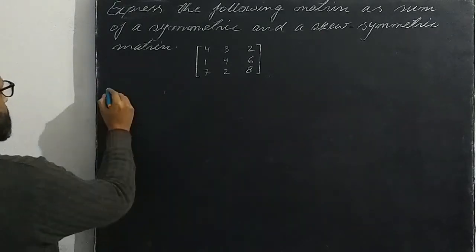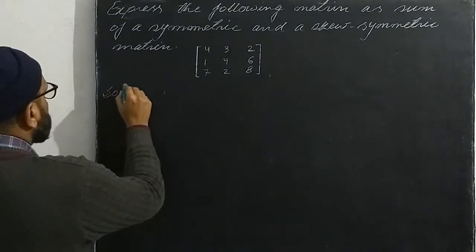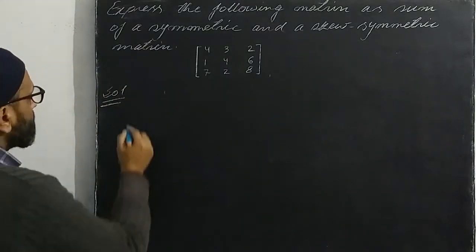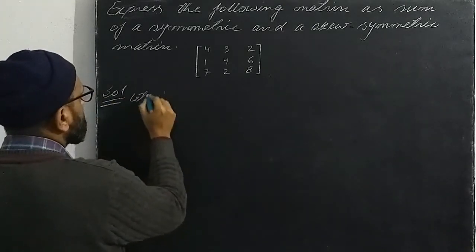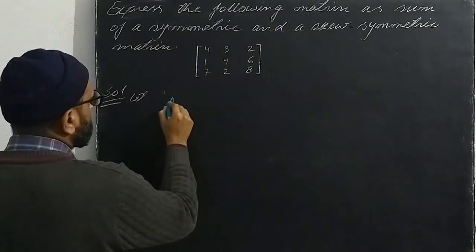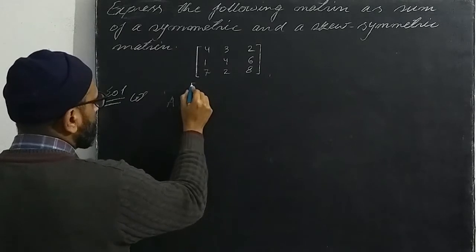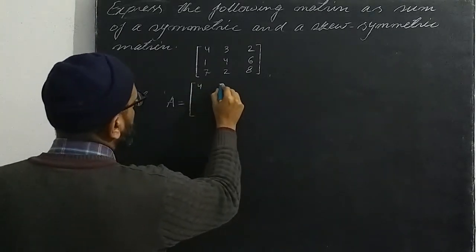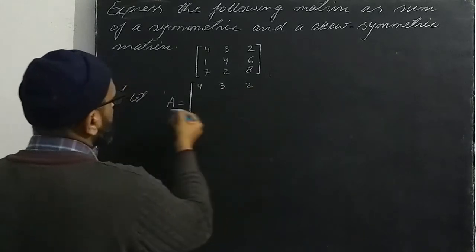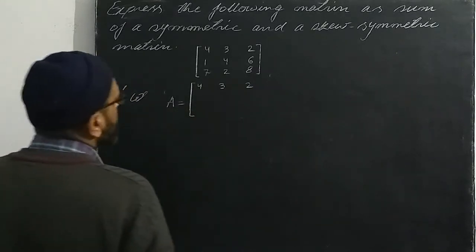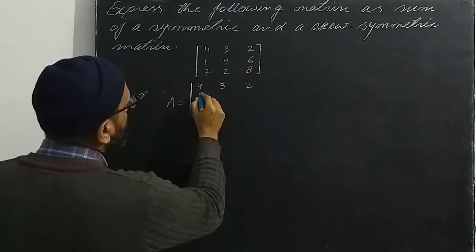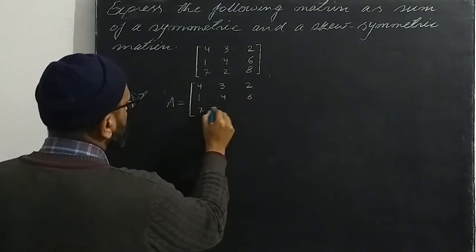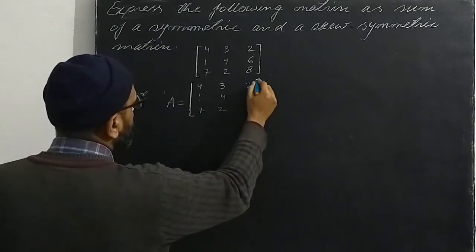So what we have to do in this? First, we let the matrix as A. We denote the matrix by some alphabet like A, B, C. So here we take A. Let A is equal to matrix 4, 3, 2, 1, 4, 6, 7, 2, 8.